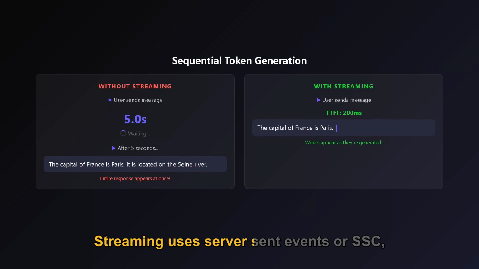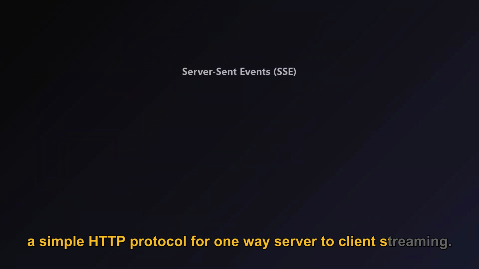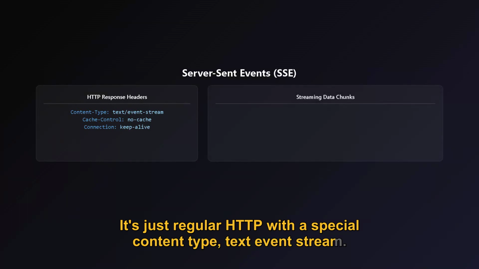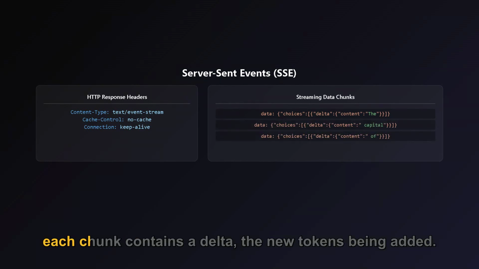Streaming uses server-sent events, or SSE, a simple HTTP protocol for one-way server-to-client streaming. It's just regular HTTP with a special content type, text event stream. Each line starting with data is a chunk, and each chunk contains a delta, the new tokens being added.